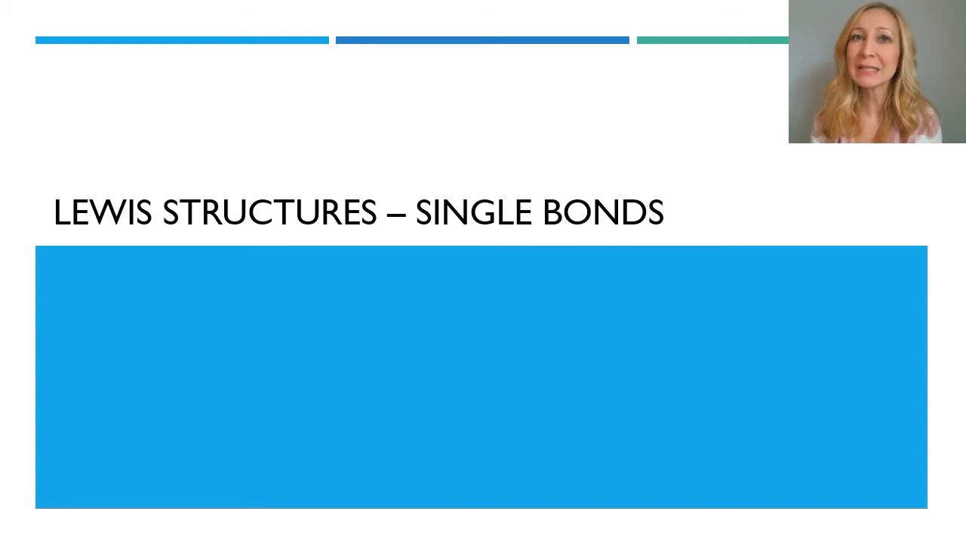The Lewis theory was named after an American chemist, G.N. Lewis, and he used dots and lines and chemical symbols to represent molecules. Now we know molecules don't have lines and dots on them. That's why we call it a model.